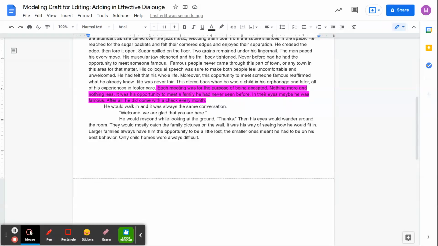Welcome. We are glad that you're here. He would respond by looking at the ground. Thanks. Then his eyes would wander around the room. They would mostly catch the family pictures on the wall. It was his way of seeing how he would fit in. Larger families would give him the opportunity to be a little lost. The smaller ones meant he had to be on his best behavior. Only child homes were always difficult.